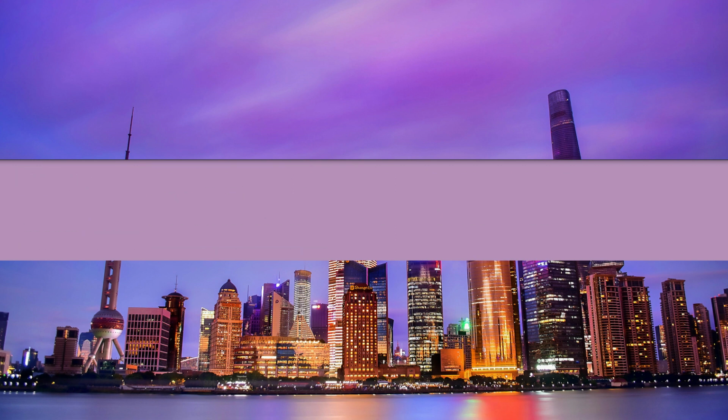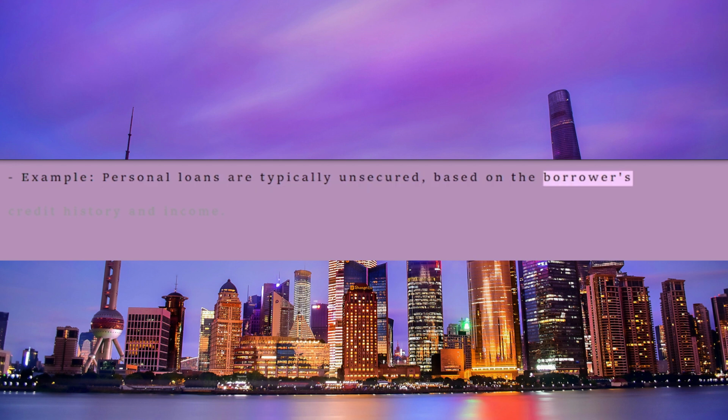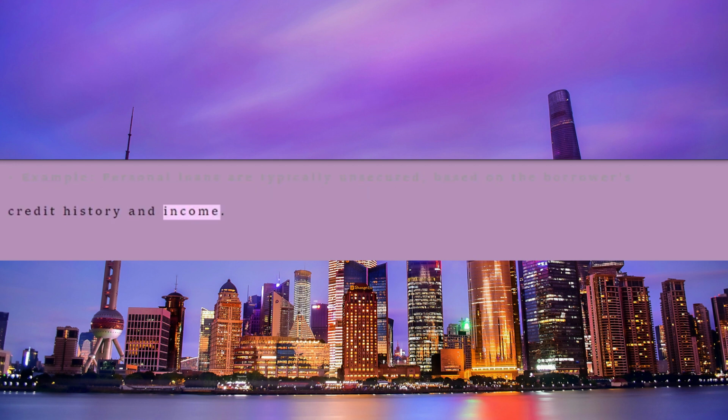Unsecured loan. Meaning, a loan not backed by collateral, relying on the borrower's creditworthiness. Example, personal loans are typically unsecured, based on the borrower's credit history and income.